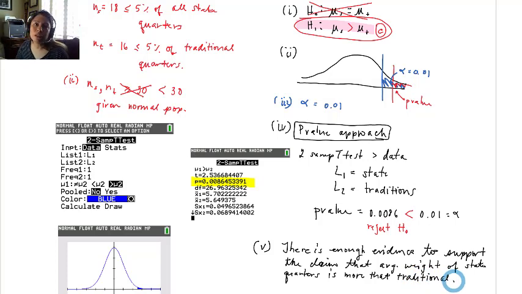Okay, and so what you just have supported is the fact that state quarters may use more metal than the traditional quarters did. And since our quarters came from populations that were approximately normal and samples were taken that were independent, we can say that there's enough evidence to support the fact that the state quarters will weigh more, and that's probably because they're probably using a little more metal.